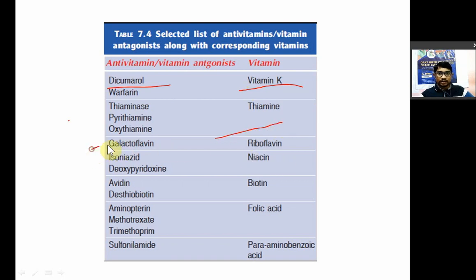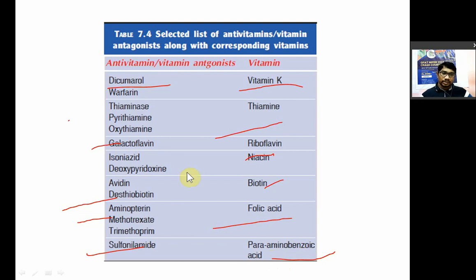Galactoflavin is the antagonist of riboflavin. Isoniazid and deoxypyridoxine are antagonists of vitamin B3, niacin, which is niacin or nicotinic acid or nicotinamide, right? For biotin, avidin and desthiobiotin are the antagonists. Aminopterin, methotrexate and trimethoprim are known as folic acid antagonists. Sulfonamides are antagonists to PABA. PABA is not an amino acid, but it is an essential component.